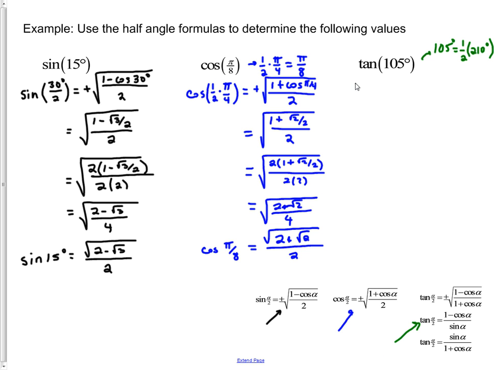So we're actually taking the tangent of 210 degrees. We're taking half of that. So by that second formula, we're taking 1 minus whatever we would get from the cosine of 210 degrees and dividing that by the sine of 210 degrees. Okay, so now we have a little bit of a different problem. We have to figure out what the sine and cosine of 210 degrees is.